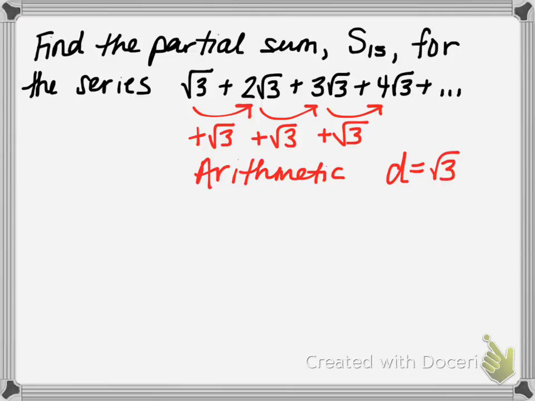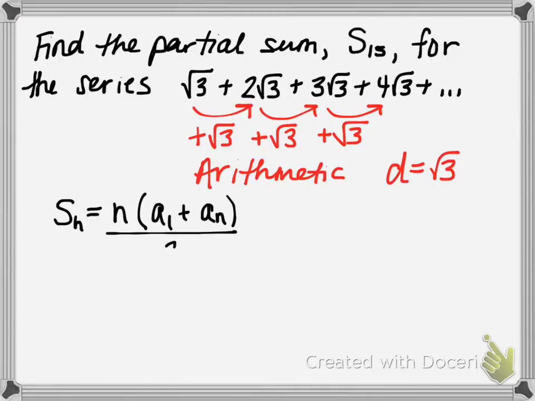Luckily, we have a nice formula for the partial sum of an arithmetic sequence. And that is s sub n is equal to n, which is the number of terms, times the quantity a sub 1, the first term, plus a sub n, all divided by 2. So in this case, because we are interested in finding s sub 15, that means we want the sum of the first 15 terms. So s sub 15 means we're adding up 15 terms, so n is equal to 15.